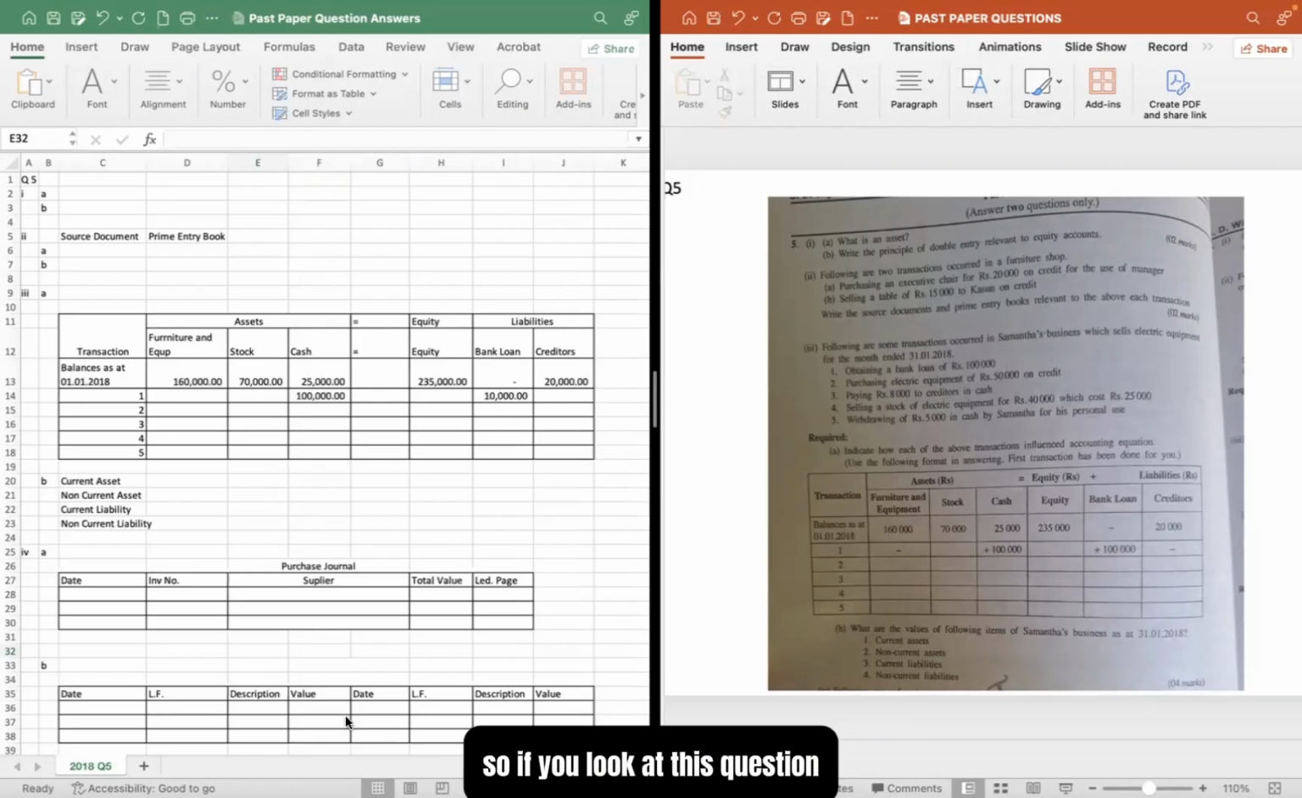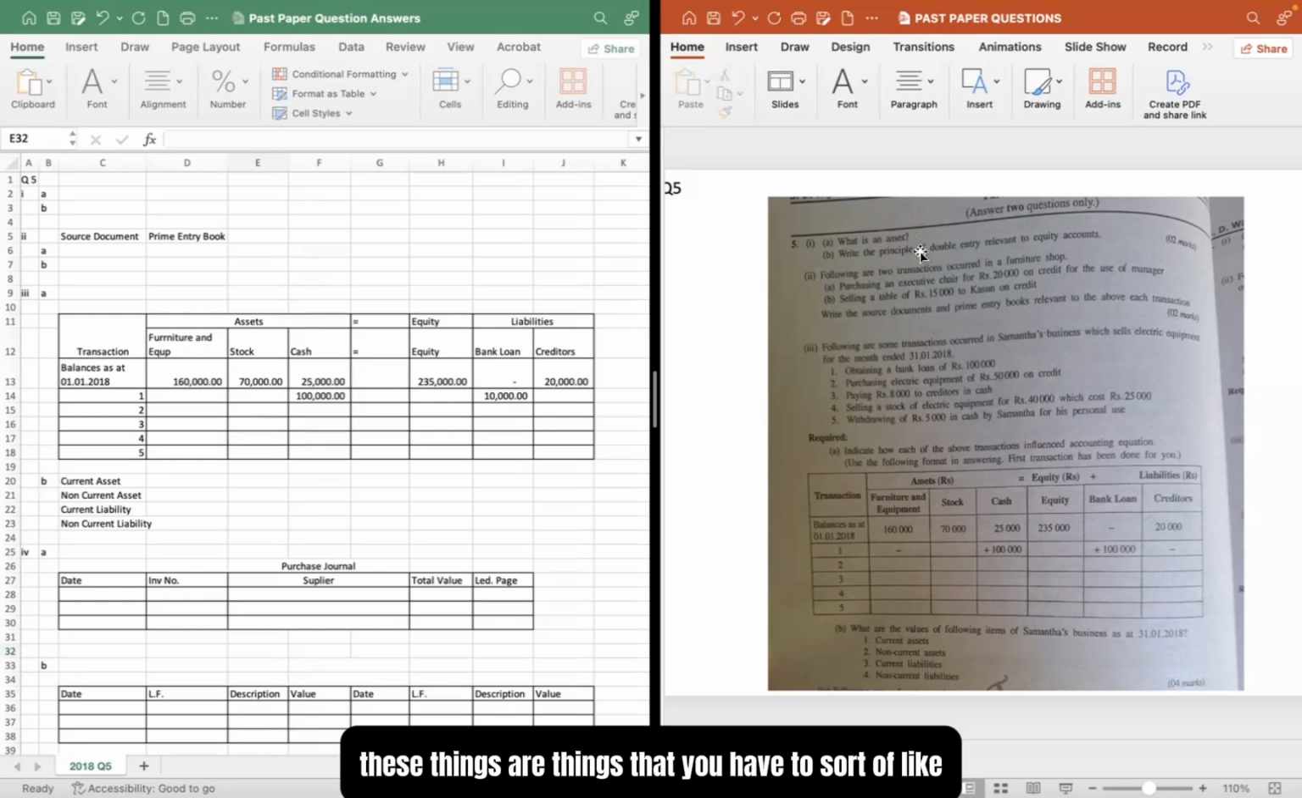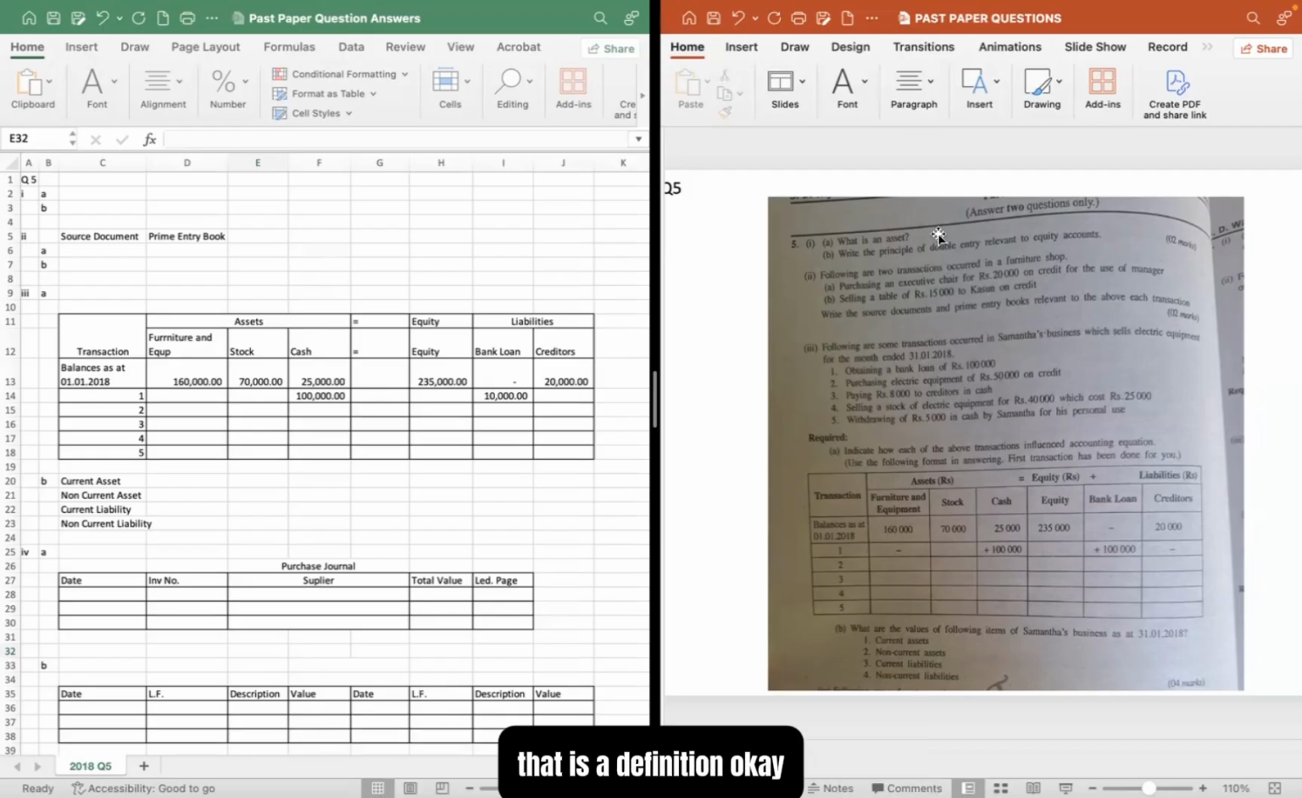If you look at this question, even though it is from the accounting area, these are things that you have to study and learn by heart. Because what is an asset? That is a definition, so you should learn it by heart to answer that kind of question.